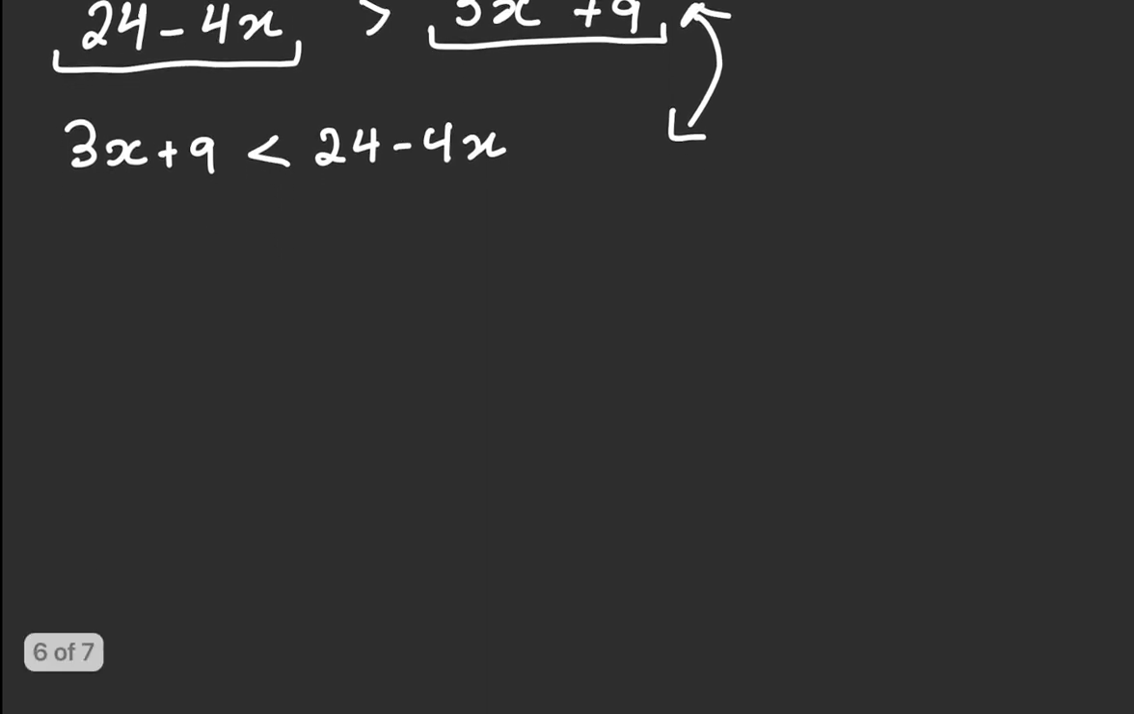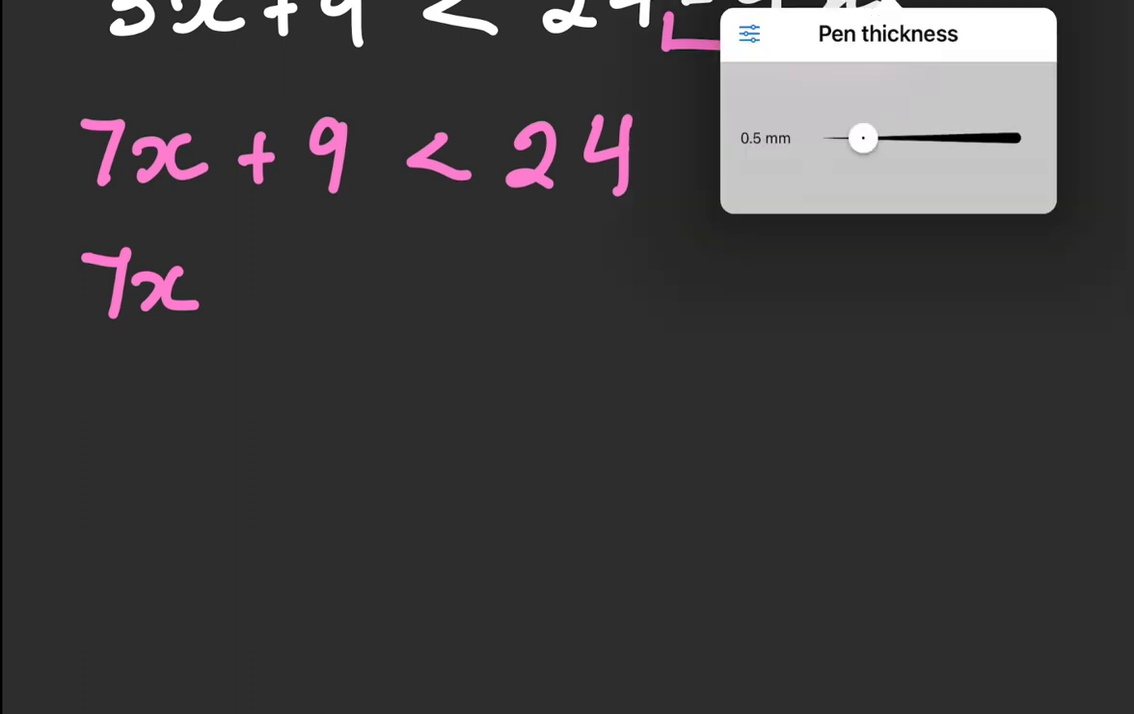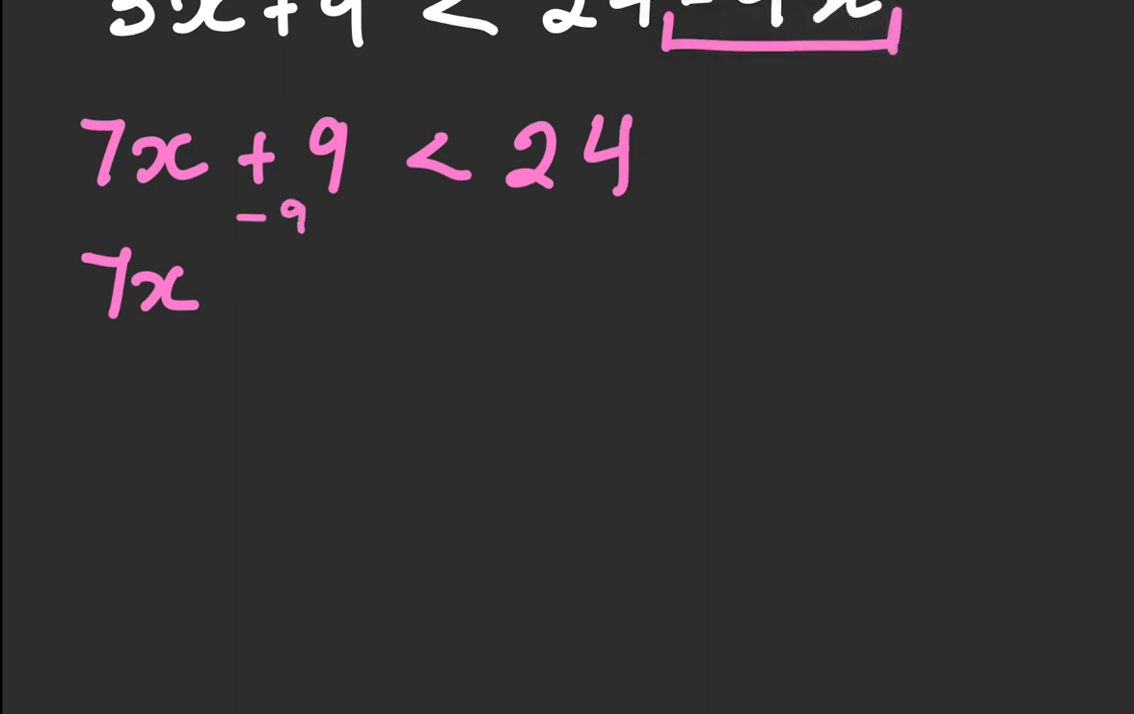Alright, onwards. Now let's get rid of negative 4x on the right hand side and let's push it to the left hand side. And now we have 3x plus 4x plus 9 and that gives us 7x plus 9 is less than 24 by itself. Now let's solve this. 7x, so we have minus 9 here and minus 9 here as well. So that would become 7x is less than 24 minus 9, which is 15.